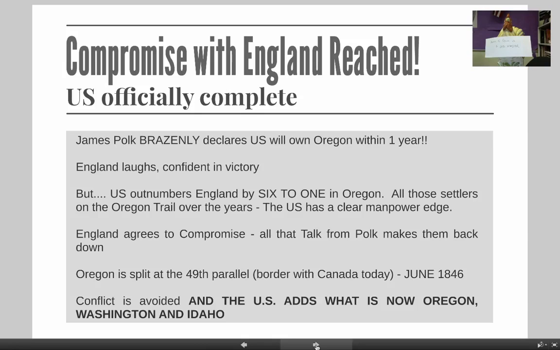Oregon is split at the 49th parallel, so Polk does not get everything he wants. He gives some things back to England, so we split Oregon, where we know the border with Canada is today. And this happens in June 1846. So conflict is avoided, and more importantly, the United States adds what is now Oregon, Washington, and Idaho to their territory officially. It's no longer jointly occupied with England. It is now United States territory. So the 54-40 or fight slogan becomes sort of reality because we do get a big chunk of that territory, just not all of it.